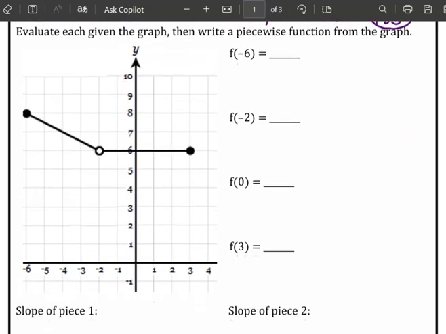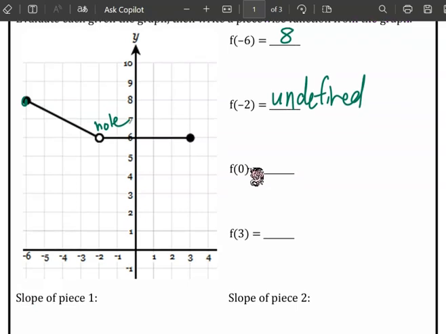Now let's look at a graph. Evaluate each given the graph. Then write a piecewise function from the graph. f of -6. -6 is right here, so it's 8. f of -2, it's a hole. It's not defined there, it's undefined. f of 0, that's 6. And then f of 3, that's also 6.